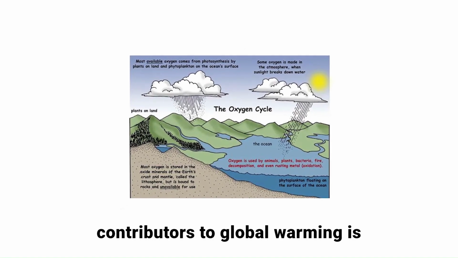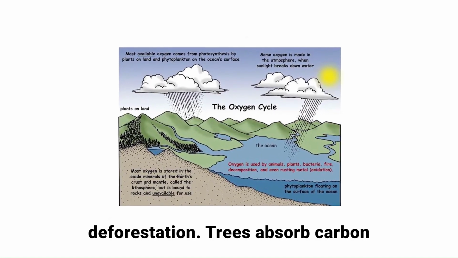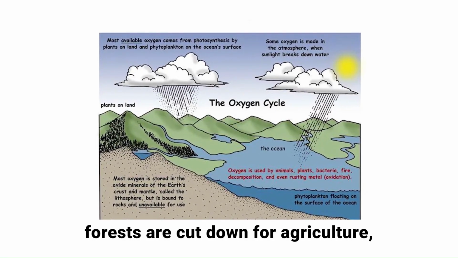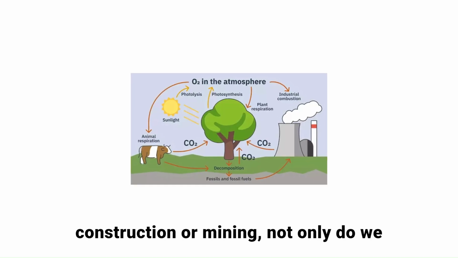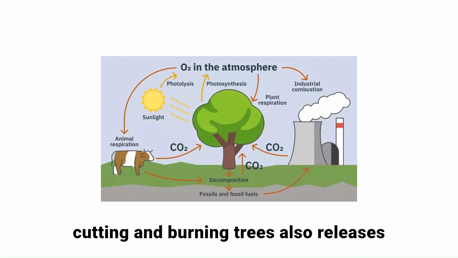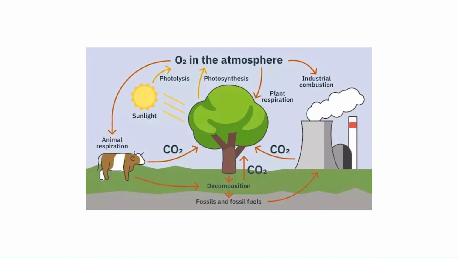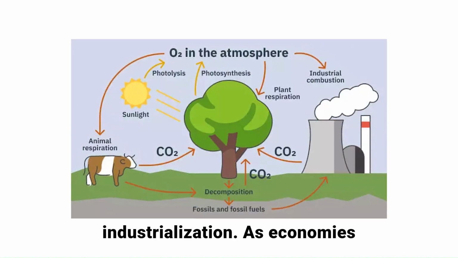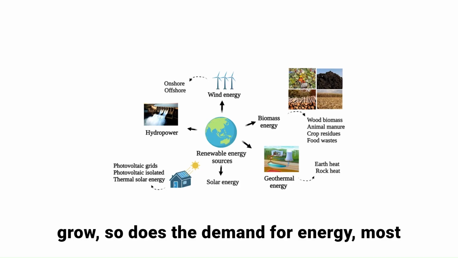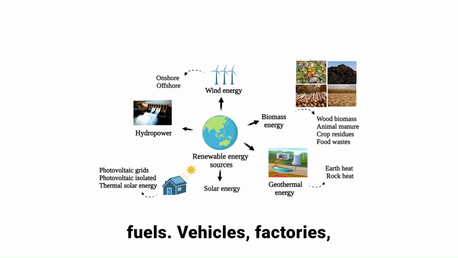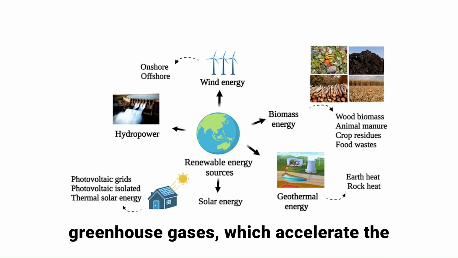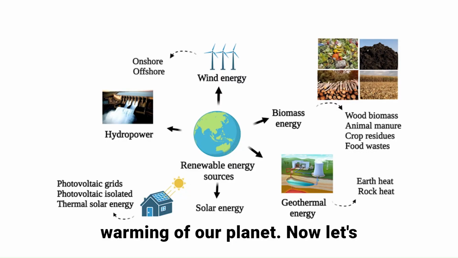One of the biggest contributors to global warming is deforestation. Trees absorb carbon dioxide and release oxygen. When forests are cut down for agriculture, construction, or mining, not only do we lose carbon sinks, but the process of cutting and burning trees also releases more carbon dioxide into the air. Another major factor is industrialization. As economies grow, so does the demand for energy, most of which is still met by burning fossil fuels. Vehicles, factories, and thermal power plants all release greenhouse gases, which accelerate the warming of our planet.